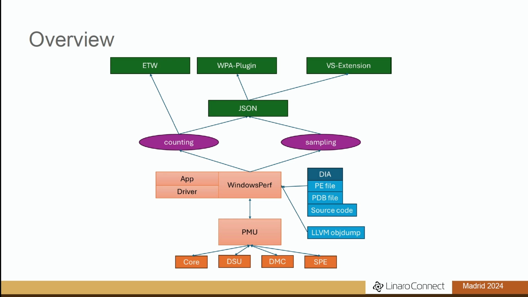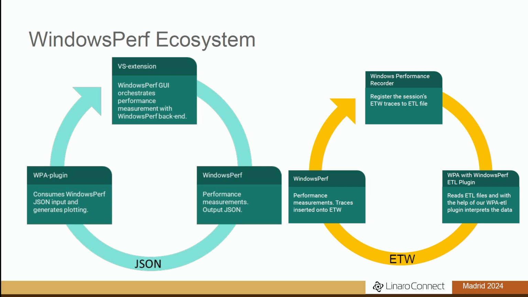Here we have our main features, like counting and sampling. Counting and sampling both output to JSON, which are read either directly by the user or through the WPA plugin and the extension that you're going to see in the next presentation. And now it also outputs to ETW. So this is like the future version of the slide Przemek showed a little bit earlier. So we have the JSON output and who consumes it, and now the ETW output that's output to WindowsPerf, that you read to Windows Performance Recorder, finally through the Windows WPA with the WindowsPerf ETL plugin.